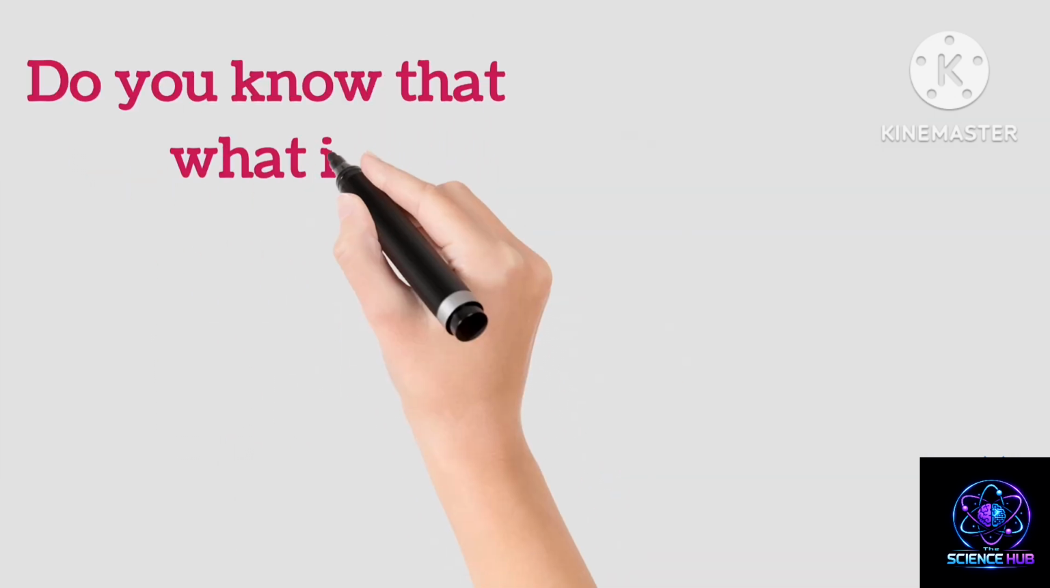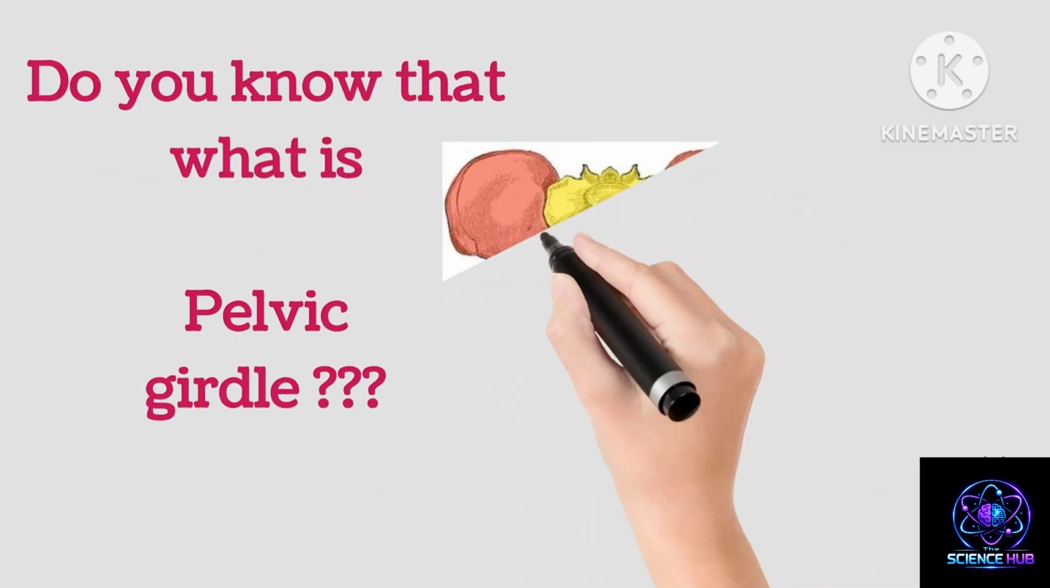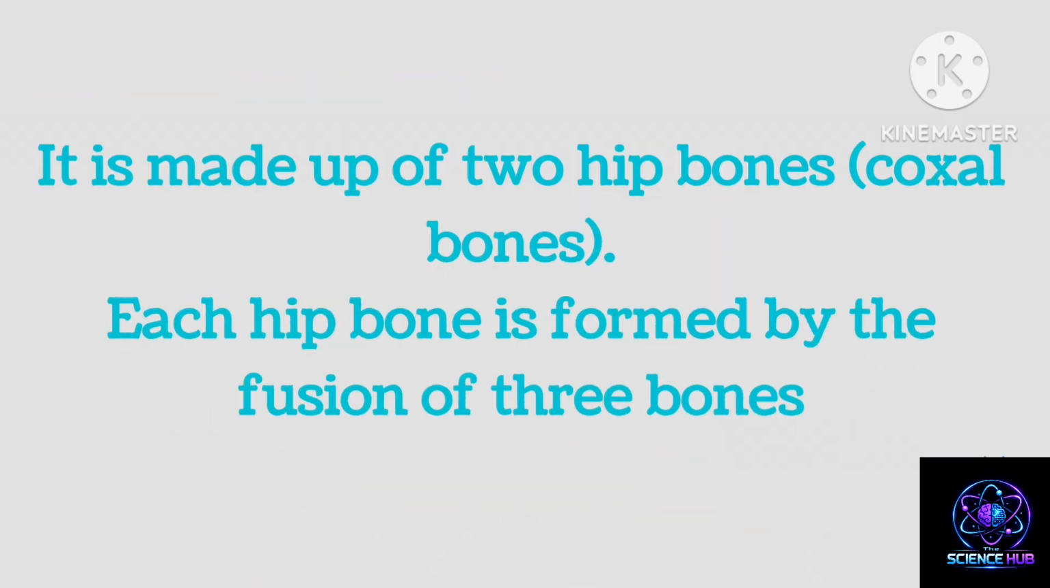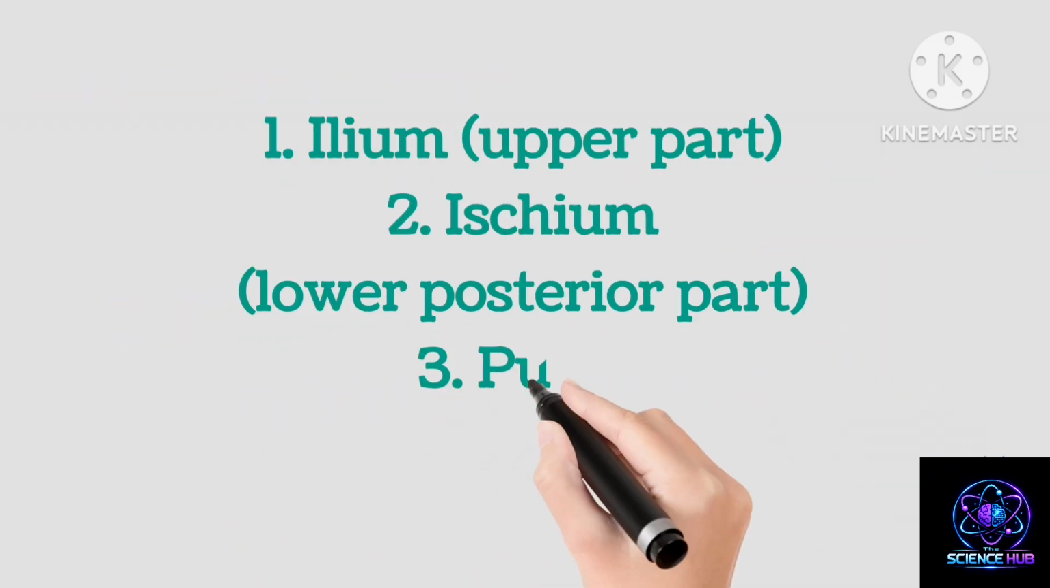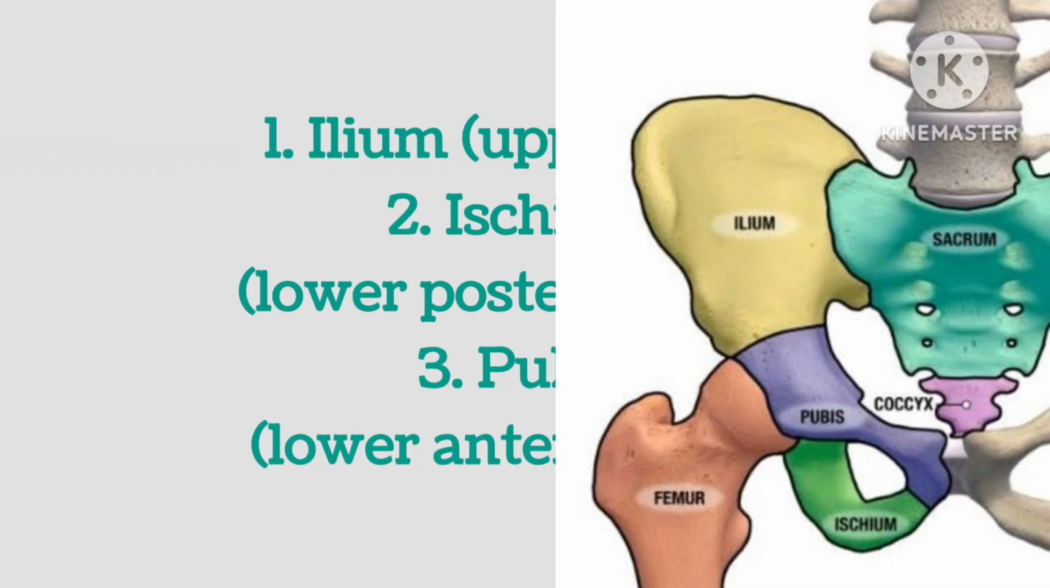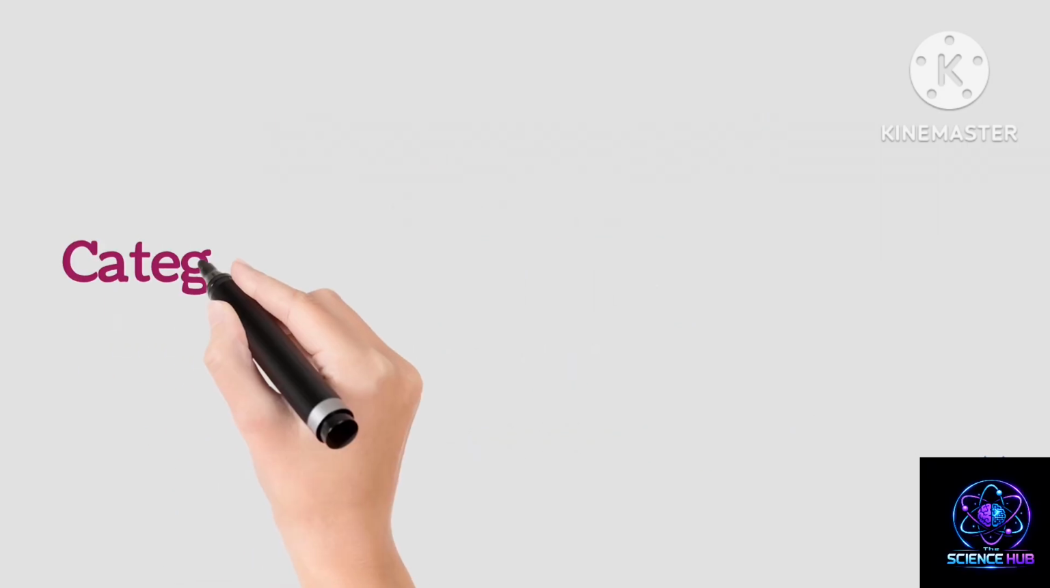Do you know what the pelvic girdle is? It is made up of 2 hip bones or coxal bones. Each hip bone is formed by the fusion of 3 bones. 1. Ilium, the upper part. 2. Ischium, the lower posterior part. 3. Pubis, the lower anterior part.